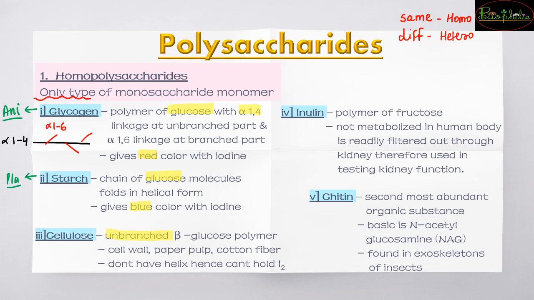You can find it in the cell wall. You can find it in paper pulp or cotton fibers. And cellulose will not have any color reaction with iodine. Why? Because it is not helical, उसमें branching नहीं है, so वो iodine के molecule को hold नहीं कर पाएगा. It cannot stain with iodine, so cellulose will remain unstained, or it will not react with the iodine.